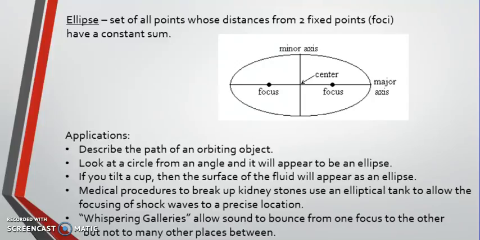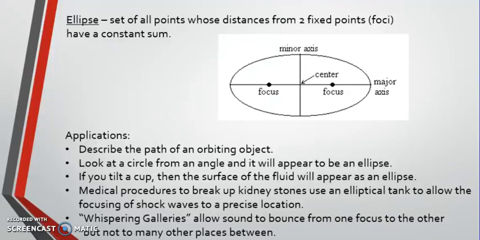Another easy application to recognize is looking at a circle from an angle. So if you have any object, any kind of bottle or a cup even, if instead of looking straight down on the circular side of it, you hold it at an angle, it's going to look like this elliptical shape. Similarly, if you have a cup full of a fluid, when you tilt the cup, the surface of the fluid is going to take an elliptical shape instead of having the perfectly round shape of the circle.